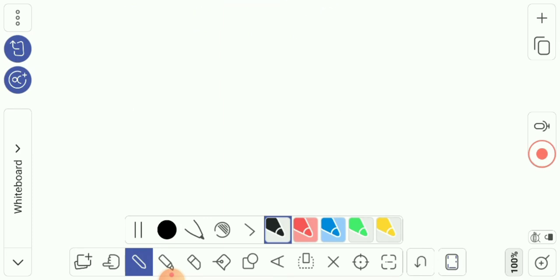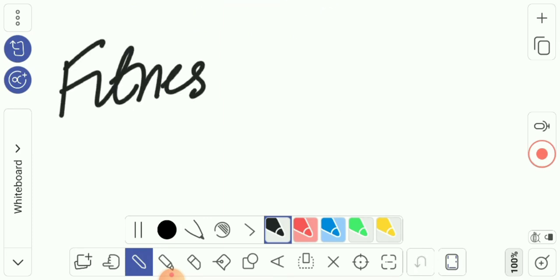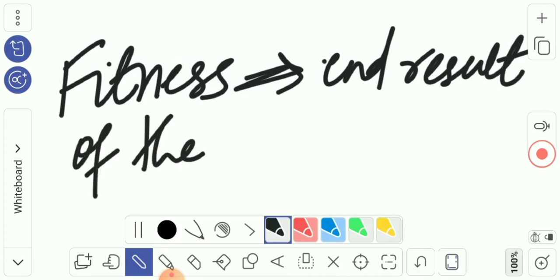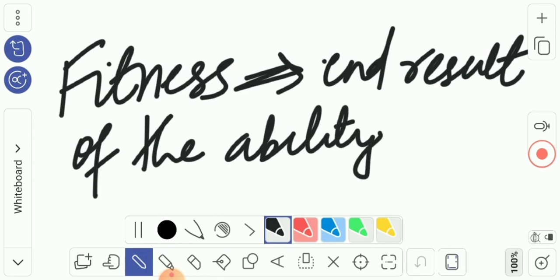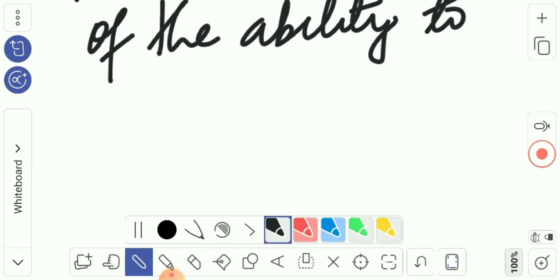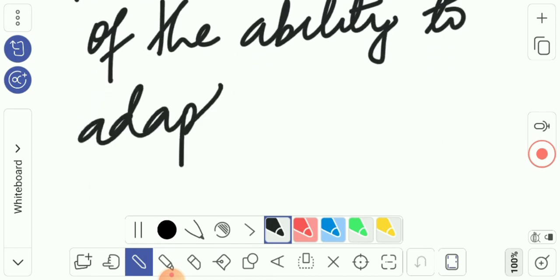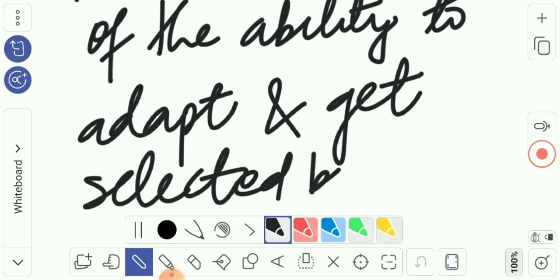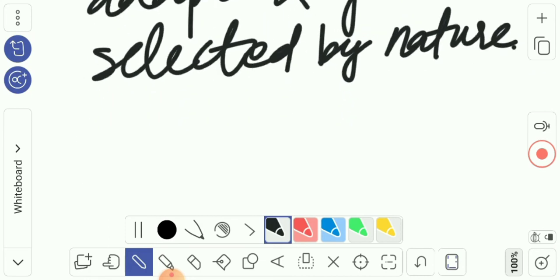And the other thing is fitness. Fitness is the end result of the ability to adapt and get selected by nature. Okay.